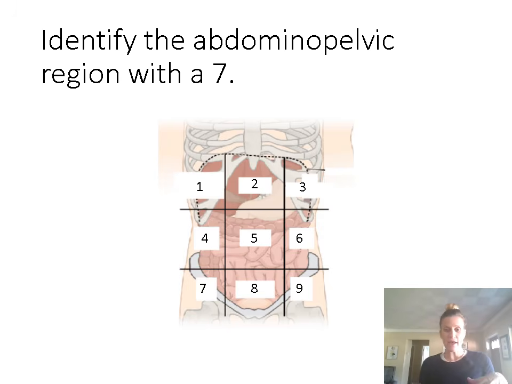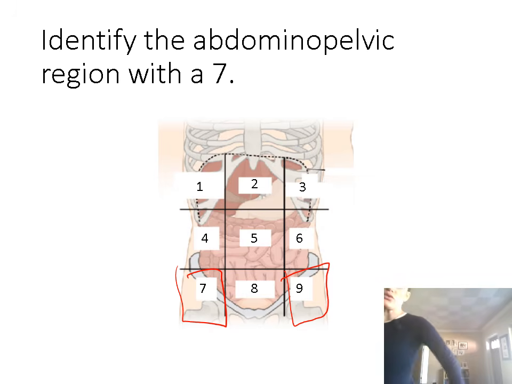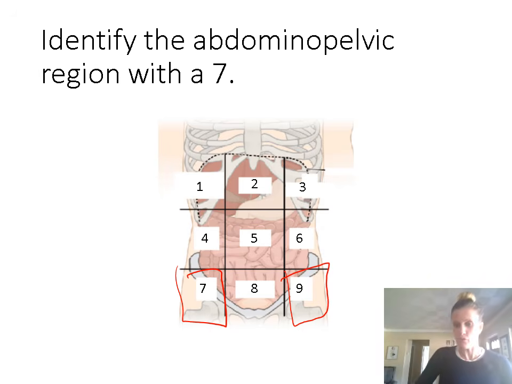Number 7, now we've moved down a little bit. These two regions right here are right where the crease is between your pelvic region and your leg. So if you were to fold your leg over like that, that crease right there is the inguinal region in general, or the iliac region. Those names transfer to the abdominopelvic regions.